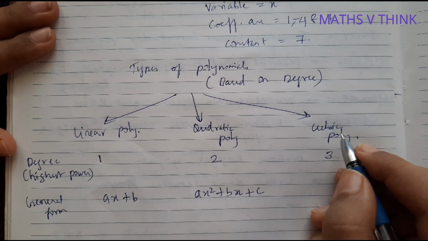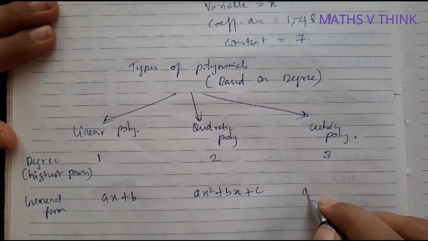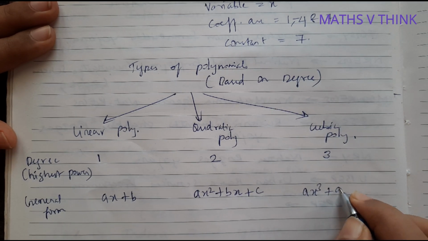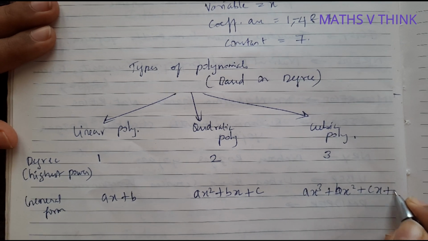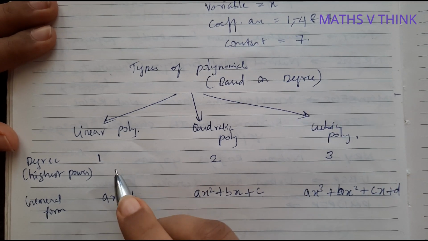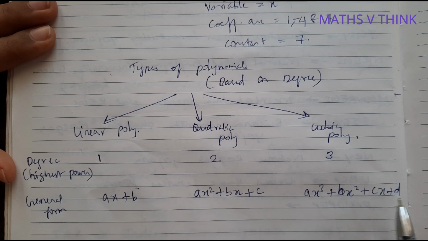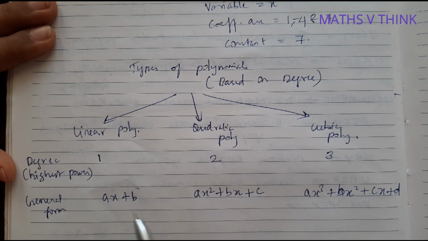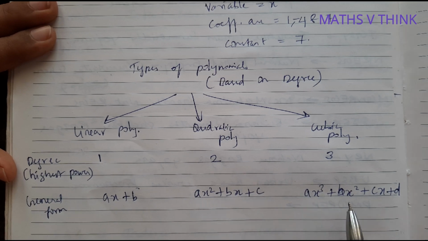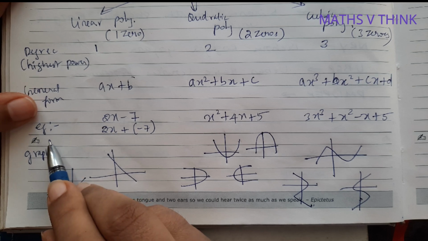And cubic polynomial, by the word cubic itself, you know it's 3. So same way it will be ax cube plus bx square plus cx plus d. Now in this, b is constant, c is constant and d is constant, and the coefficients also you know. Here the coefficients are a, b and c. Now I'll be telling you the examples of the polynomials.